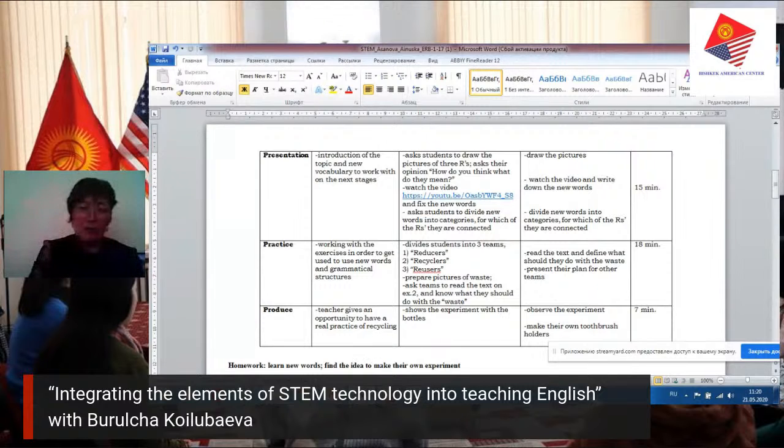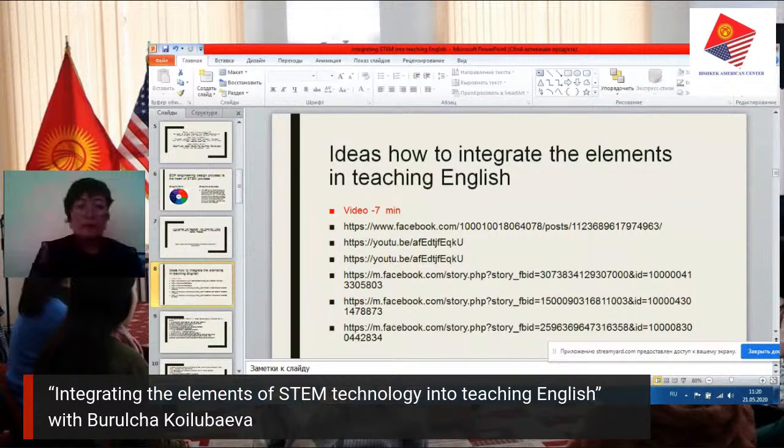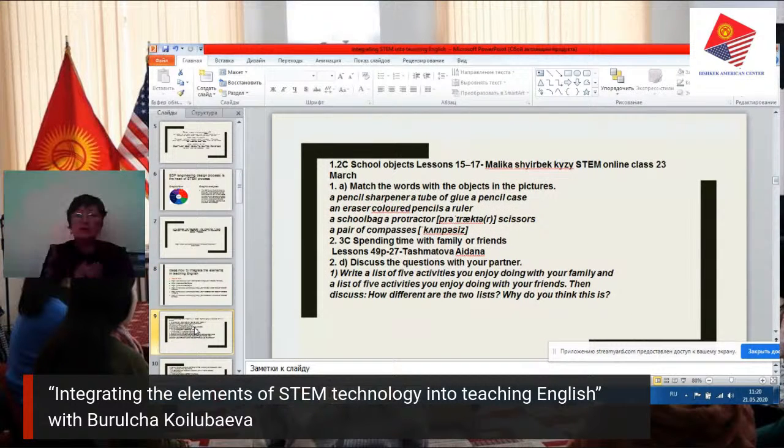Okay, I will move to my slide now. This is all about it, and so these are the ideas. If you are teaching the sixth form, we suggested some topics where you can develop the STEM lesson plan.